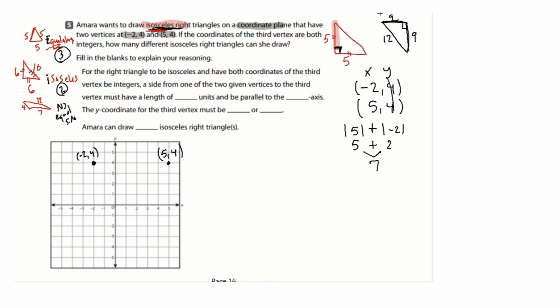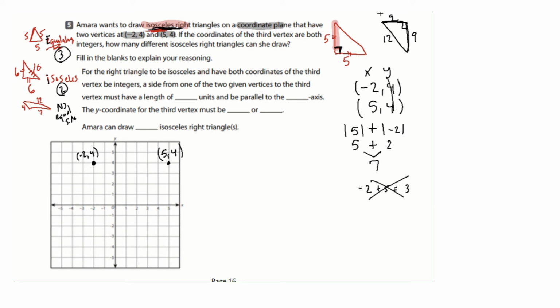Now, since the scale is going by ones, we could have counted 1, 2, 3, 4, 5, 6, 7. If we would have added these 2 points together, negative 2 plus 5 is actually positive 3. So you don't want to say add the 2 points. You want to say add the absolute values. So keep that in mind.